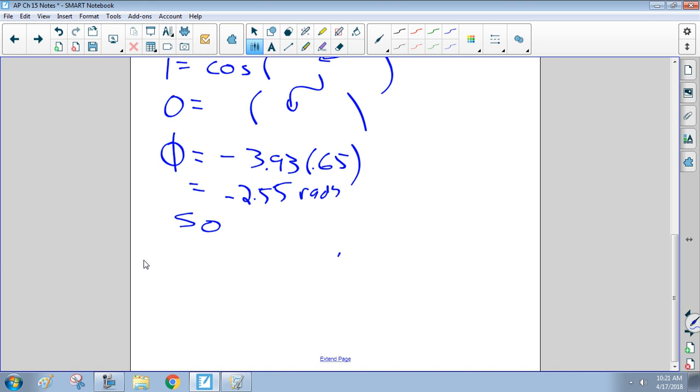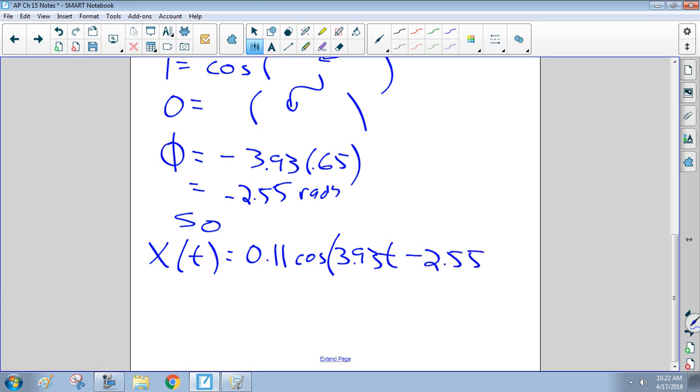So here we go. That means that this motion here can be described by the equation: position at time t equals 0.11, because that's our maximum, times the cosine of omega, which was 3.93t, minus 2.55. There you go. There's our equation for that motion.